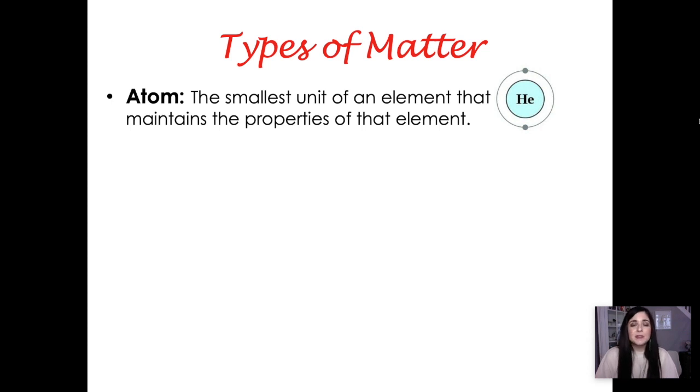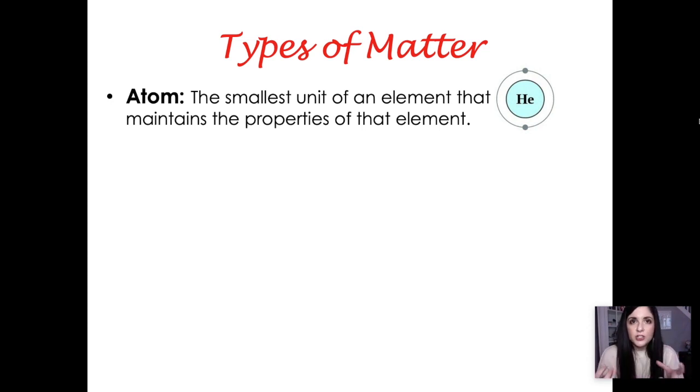Anyway, so atoms, the smallest unit of an element that maintains the properties of that element. So you can't break atoms down any more than what they already are. If you do, those atoms are no longer that particular element. For example, you might remember in Chem 1, we talked about the number of protons in the nucleus. It determines an element's identity. So if I were to break apart a helium atom, which has 2 protons in its nucleus, because it's number 2 on the periodic table, it's no longer going to be helium.